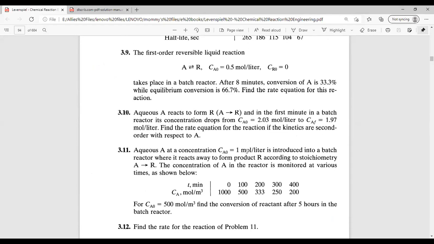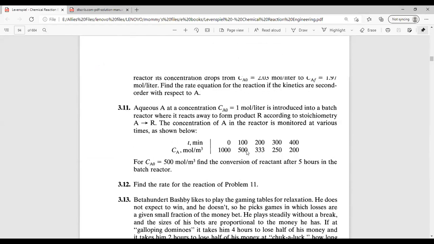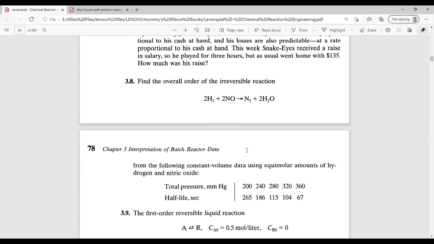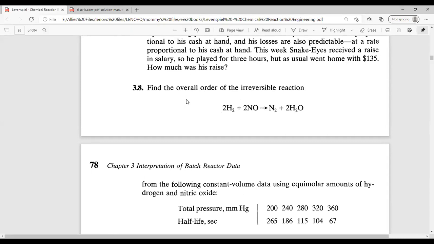Okay, what do we have next? It would have been good if we have reached 3.8, although I can give you the outline of how you're going to determine the solution for 3.8. Okay, I will just give you the direction on how you're going to solve for 3.8. So 3.8 goes this way. You are required to find the overall order of the irreversible reaction of hydrogen with nitrogen oxide, forming nitrogen gas and water. So the following data for a constant volume batch reactor is arrived at using equimolar amounts of hydrogen and nitric oxide.